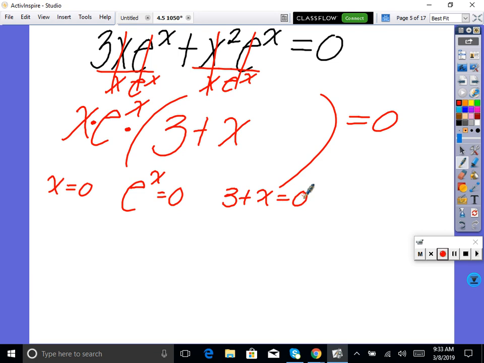Now we're going to solve for x in each of these cases. So x equals 0 is already solved for, isn't it? There's one of our solutions. Then right here, trying to get x alone, ln both sides. Now let's try typing it into your calculator. It says you can't. Can anyone tell me why?